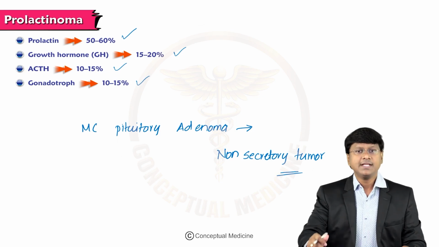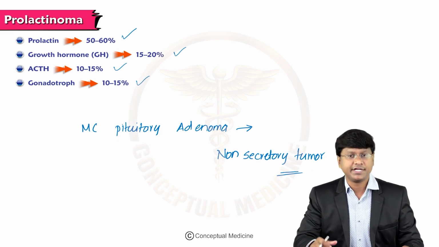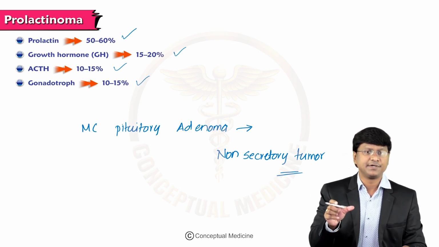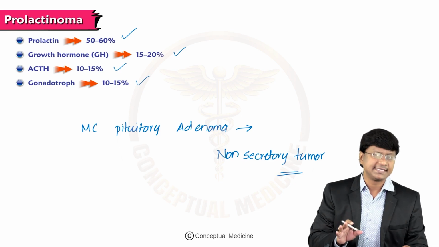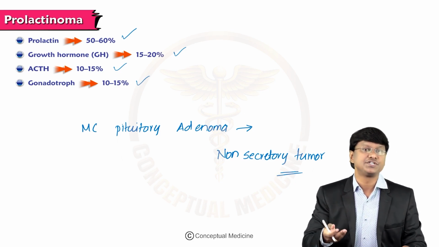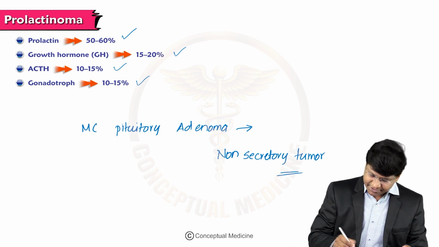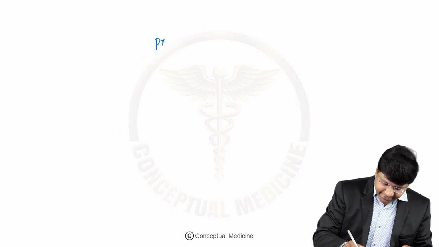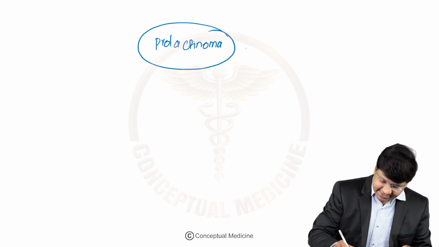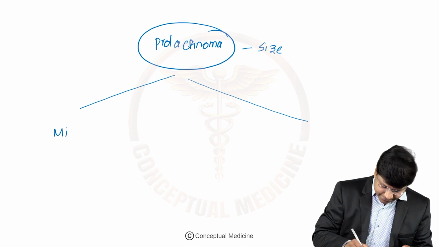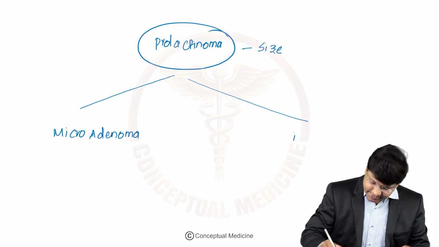Okay. Now, having discussed the tumors originating from the pituitary gland, let me discuss this particular prolactinoma. Prolactinomas, as I have said, are the most frequent type of hyperfunctioning pituitary adenoma, and they account for nearly 50 to 60% of these pituitary adenomas. Now, this pituitary adenoma, which is nothing but prolactinoma, depending upon the size of the tumor, we classify into microadenoma as well as macroadenoma.